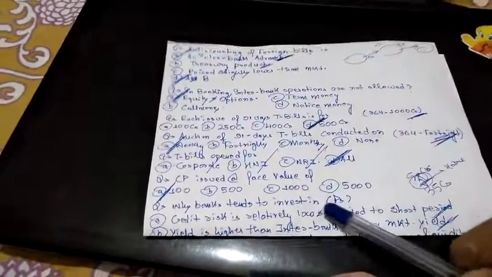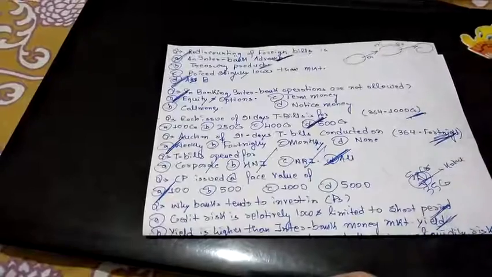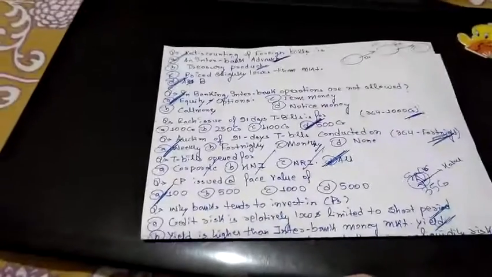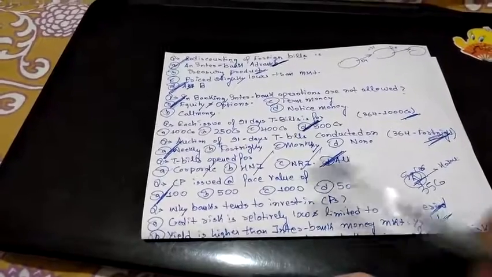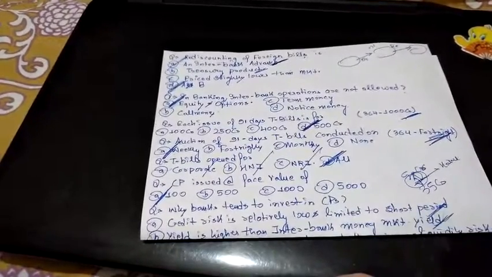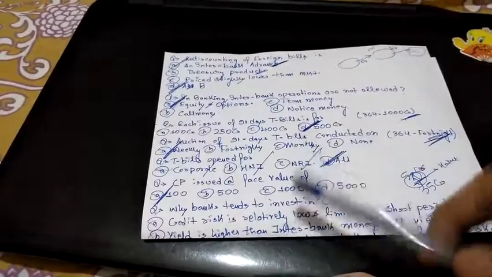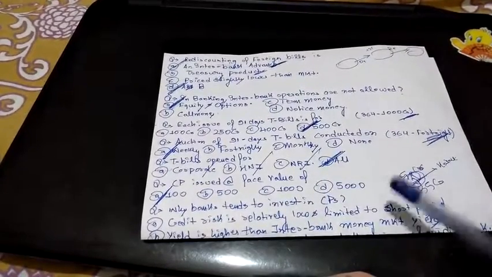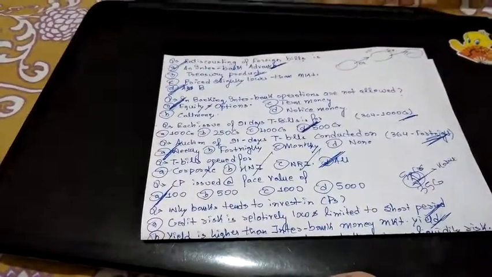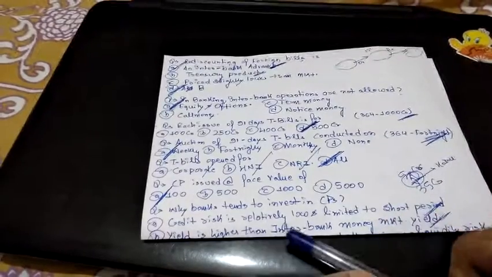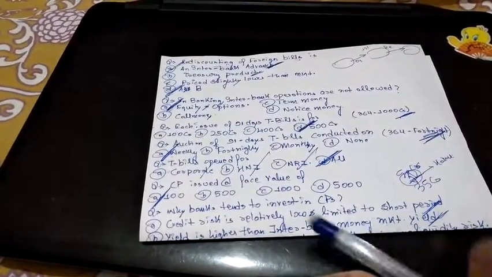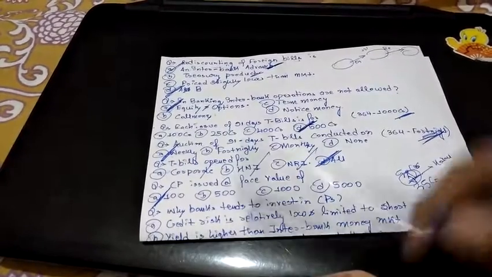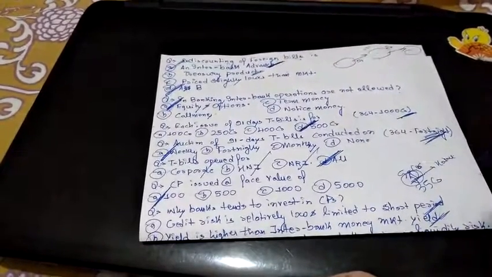Why do banks tend to invest in commercial papers? So why is commercial paper very good? Because credit risk is relatively low and limited to a short period. As we know, commercial paper is for less than 1 year. So credit risk is relatively low as compared to other products and limited to the short period. That's true. Option B, yield is higher than the interbank money market yield. Yes, it is giving more yield than the interbank money market.